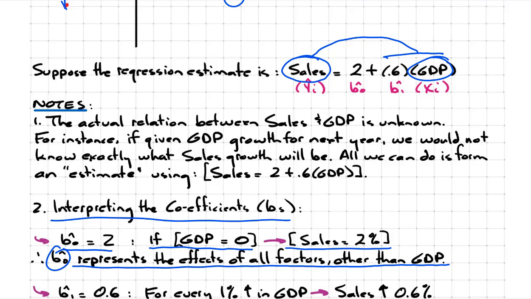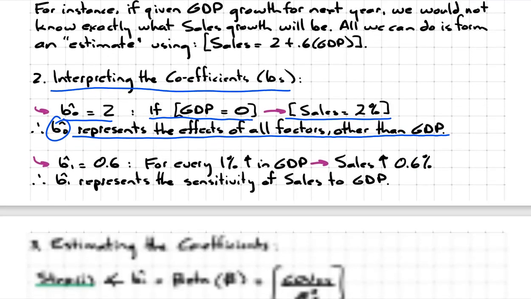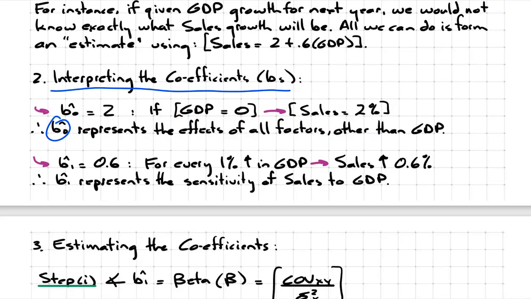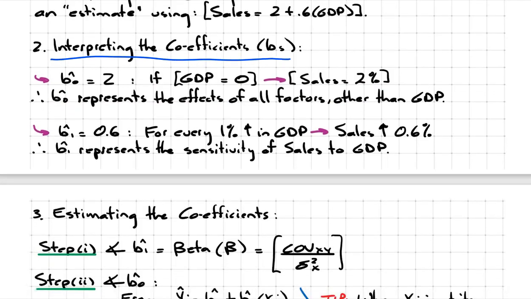Remember we were talking about consumer income? Where's that? You got it. It's right here. So anything not captured by GDP, or I should say any factor affecting sales other than GDP, would be captured in that intercept term. And that's exactly the point we're making here. Well, how about this B1, 0.6? This would indicate that for every 1% increase in GDP, sales will increase by 0.6%.